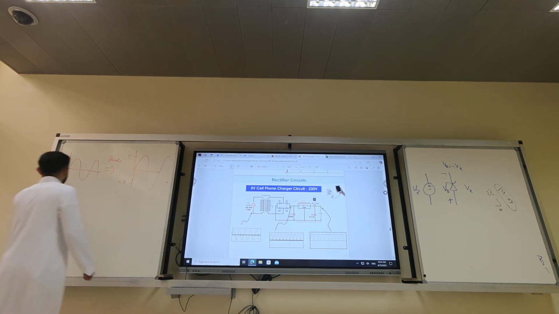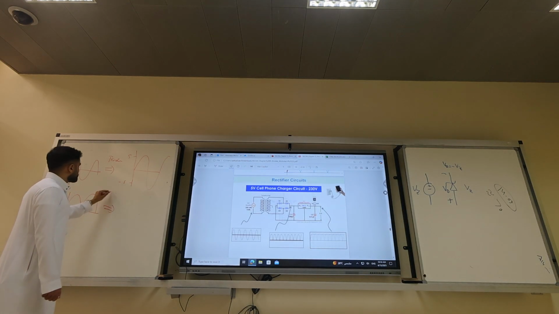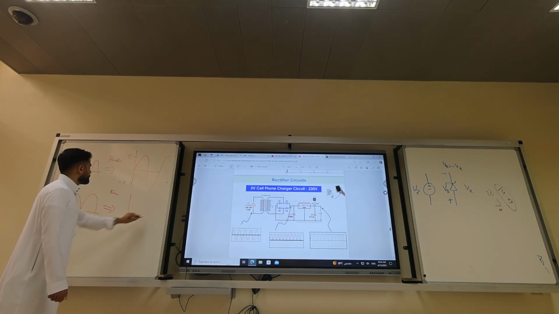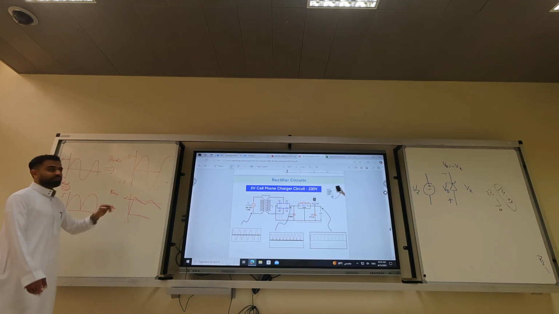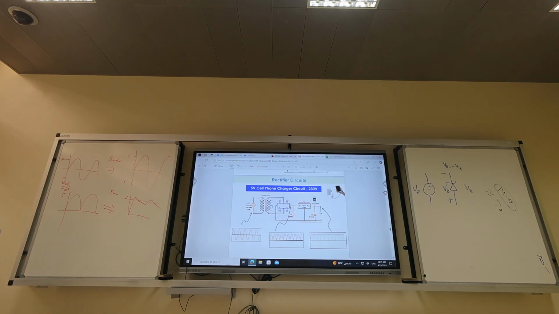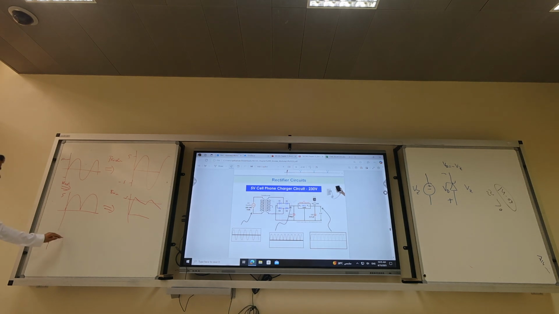So when you apply the full wave rectifier, what happens? Like that, right? Then the smoothing smooths the signal. What will happen to the smooth? This is almost 5 volts. Okay? So how many stages does the mobile charger have? 1, 2, 3. T, R, S. Transformer, rectifier, smoother. T, R, S.